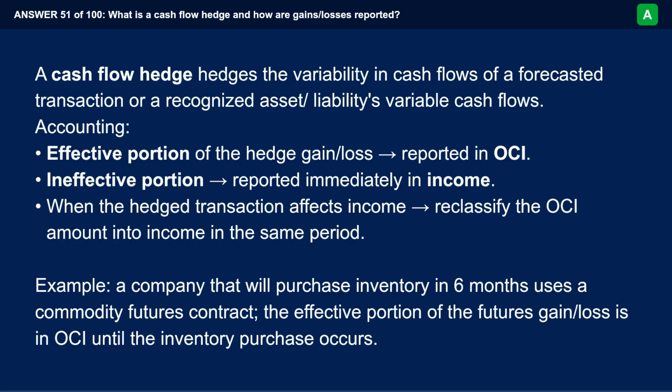Example: A company that will purchase inventory in 6 months uses a commodity futures contract. The effective portion of the futures gain/loss is in OCI until the inventory purchase occurs.